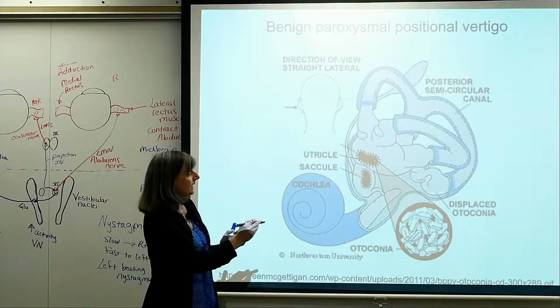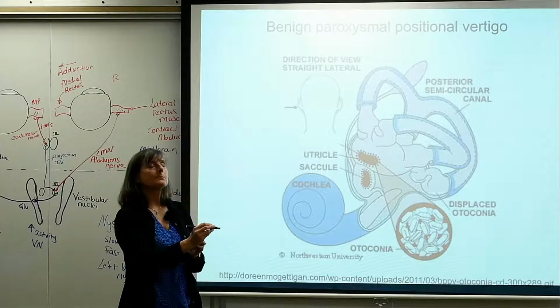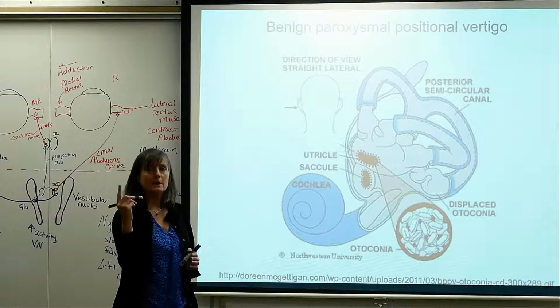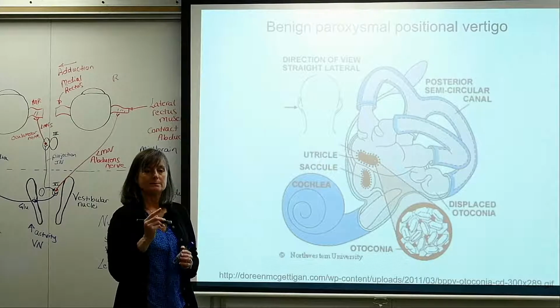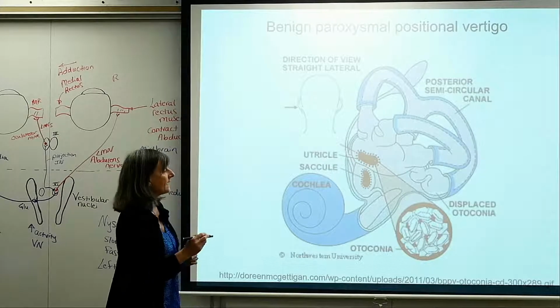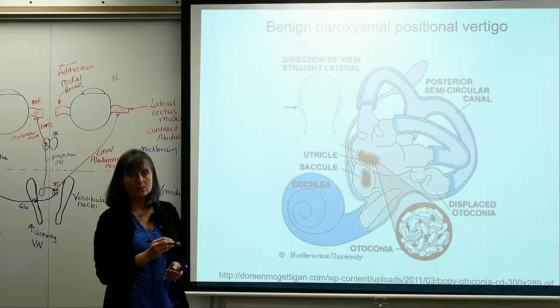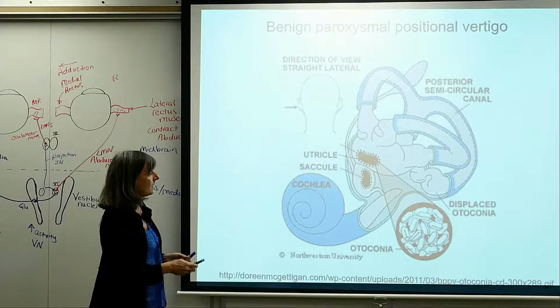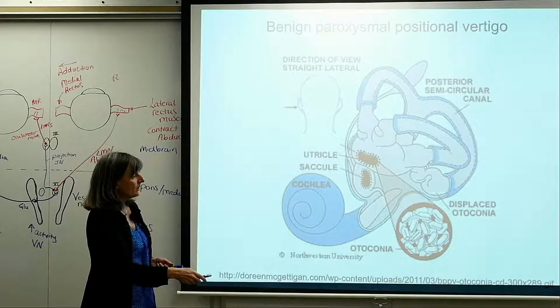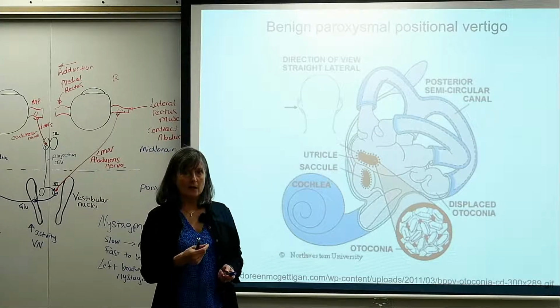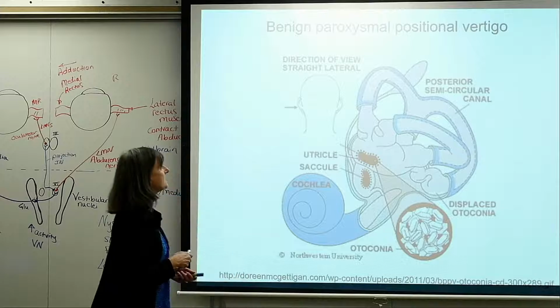So if you move your head in a particular orientation, specifically if you're moving it back or turning over in bed, you're going to get a feeling like you're turning in circles, because you're going to get activation of those hair cells, because the otoconia are causing that fluid to move much more than they should. Eventually, the displaced otoconia or otoliths do work their way out and become dissolved, so it usually fixes itself.